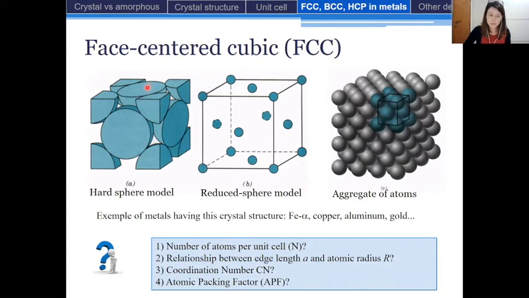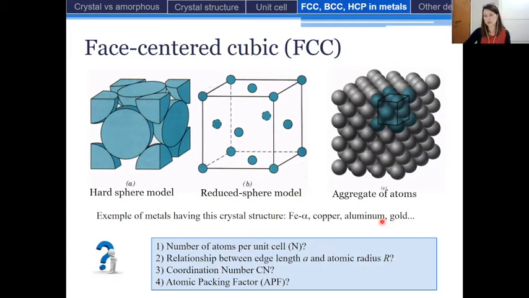And so I can represent my unit cell using the hard sphere model. Sometimes it is easier to visualize my unit cell using a reduced sphere model. You can see that each sphere is represented as a smaller sphere, in order to see in the whole unit cell where the atoms are placed. And if I represent my crystal lattice, I will represent it in this way as an aggregate of atoms. And so, as we said, the unit cell can be translated and is reproduced along the 3D crystal lattice. This face-centered cubic structure is found in iron, the alpha phase of iron, copper, aluminum, gold, and so on.